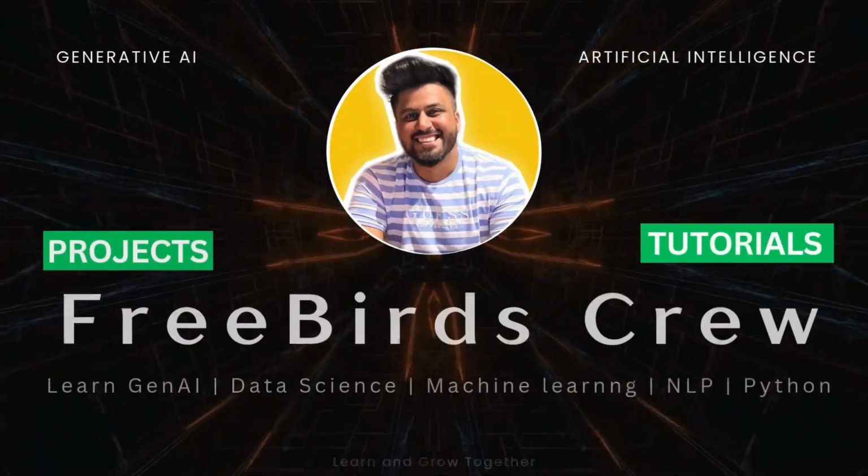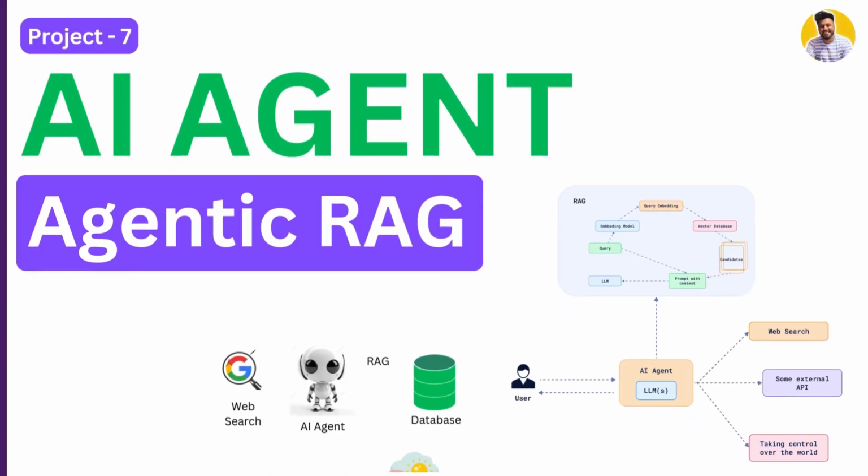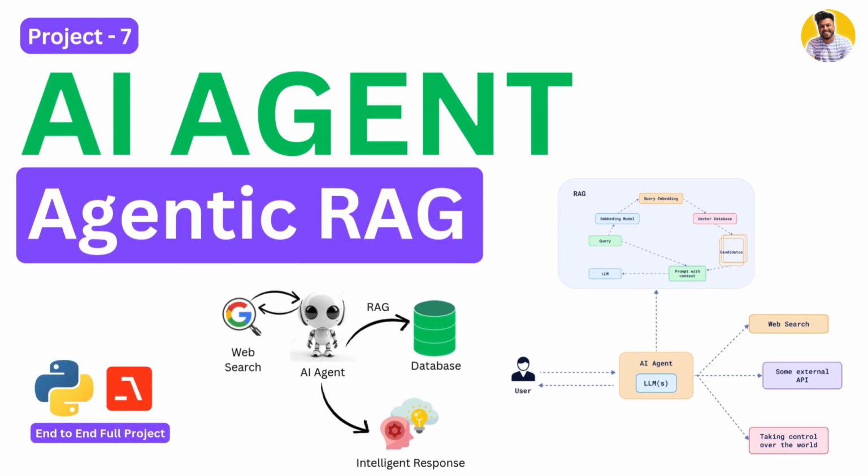Hi guys, welcome to FreeBirdsView, and let's create our 7th AI agent that will build an Agentic RAG system for you that can analyze PDFs and web-based URLs, automatically store them in VectorDB, and answer your questions based on the RAG search or web search automatically, without any specific code you have to write.